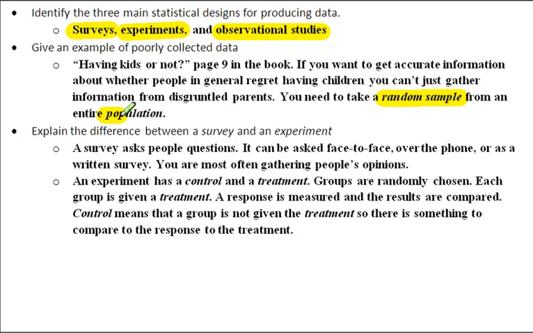And the population, I should mention here, is everyone in the group that you're trying to learn about. So it could be all college students, or all people in Maine, or all refrigerators produced at a certain factory, or all fish in a particular body of water. The population could be anything. And to gather good information about a population, you take a random sample.